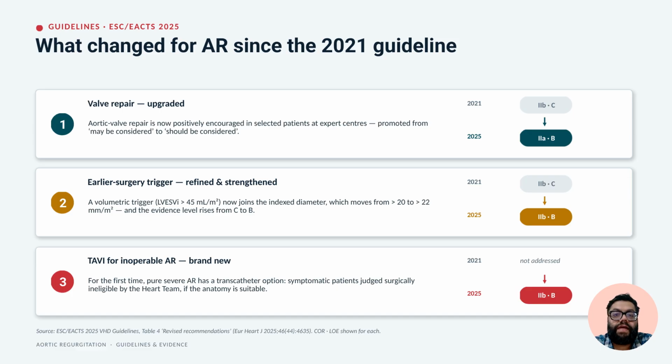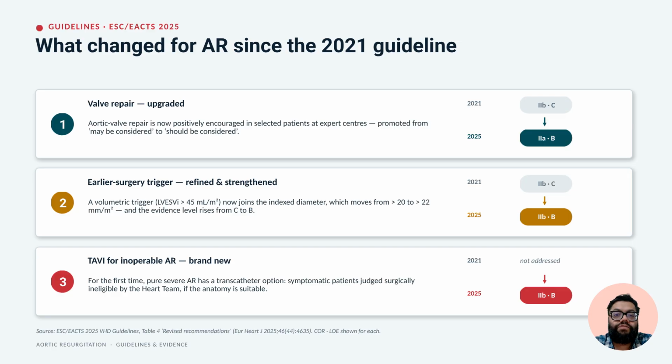3 changes pull in the same direction in ESC 2025 AR compared to 2021, towards intervening earlier and preserving the patient's own valve. First, repair has been upgraded from a tentative 2B to a confident 2A, where a durable result is expected at an experienced center. Surgeons are now told they should consider sparing the valve rather than replacing it.